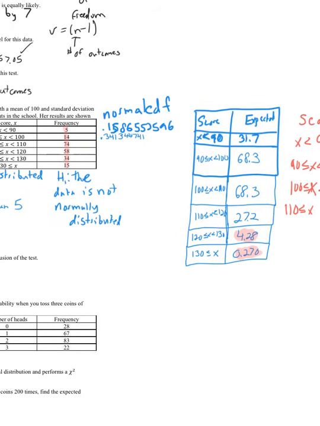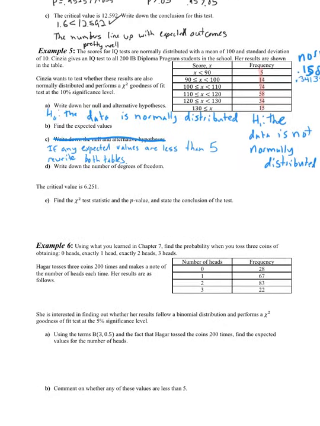Okay, now the last part, write down the number of degrees of freedom. Because we consolidated it to 4 columns, the degrees of freedom should now be 3, 1 less than the 4 frequency columns. Then we do the chi-square value, test statistic, and the p-value, and we're going to state our conclusion of the test.